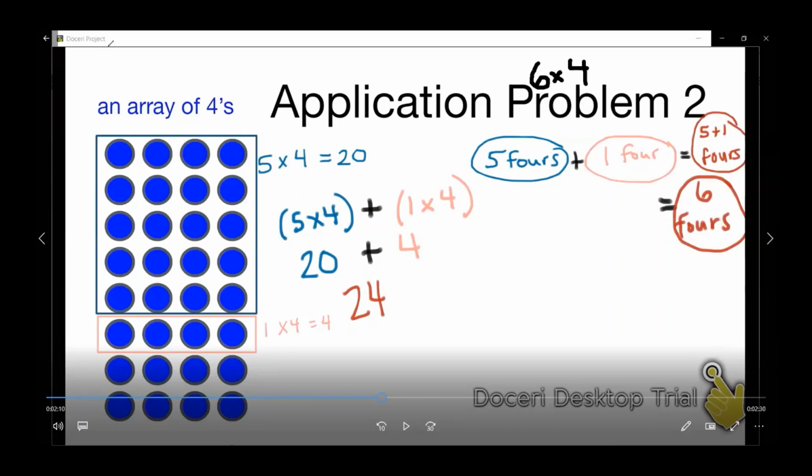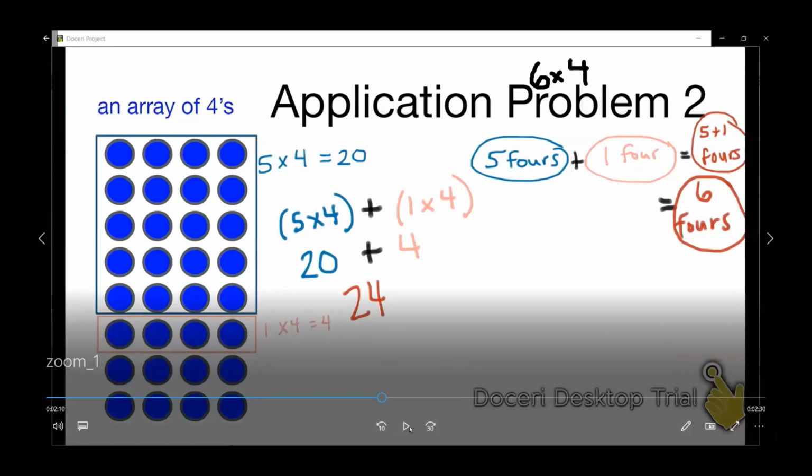So I put 20 underneath 5 times 4. Why? Because that's how much 5 times 4 is. It's 20. Good. Plus 1 times 4, and that equals 24. That's the same thing as 6 times 4. Exactly. It is not supposed to be more complicated than that.